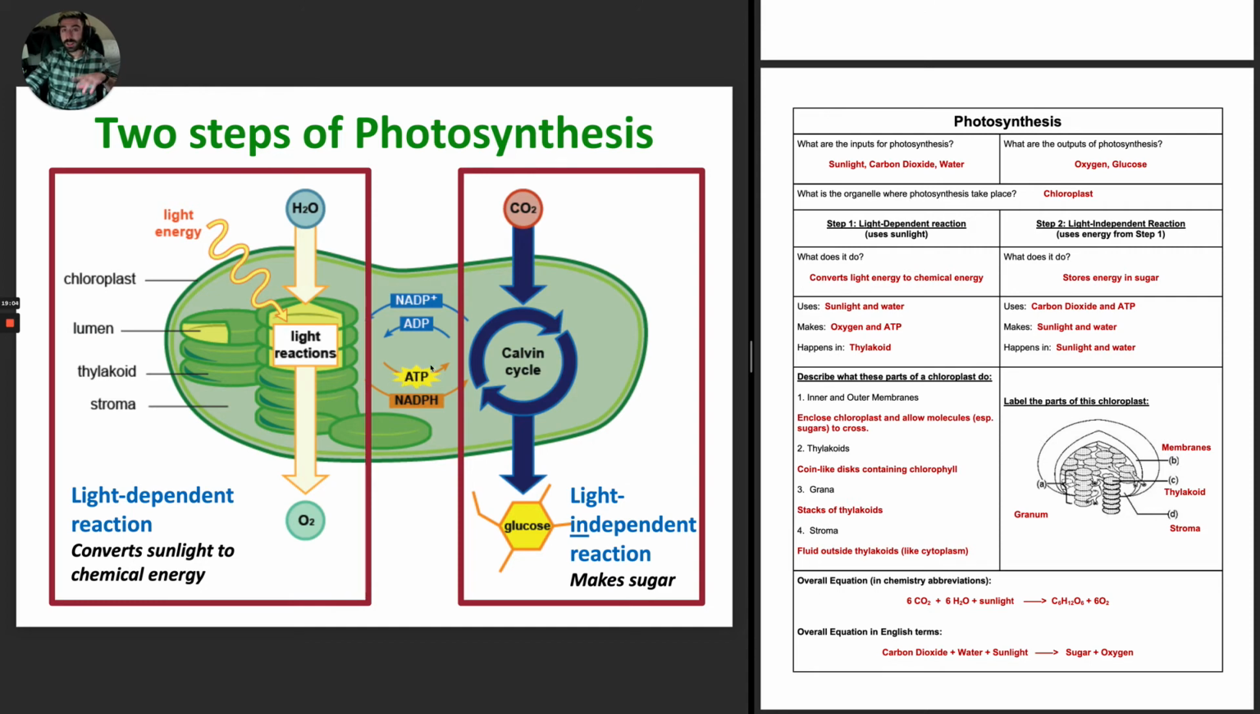That ATP acts as basically energy. Hopefully you remember this from the cell membrane unit. And it goes over to the light independent reaction, which is sometimes called the Calvin cycle. The ATP, along with another molecule we'll talk about briefly, interacts with the CO2, the carbon dioxide, to rearrange some carbons into glucose, which is sugar. And that's really all it is.